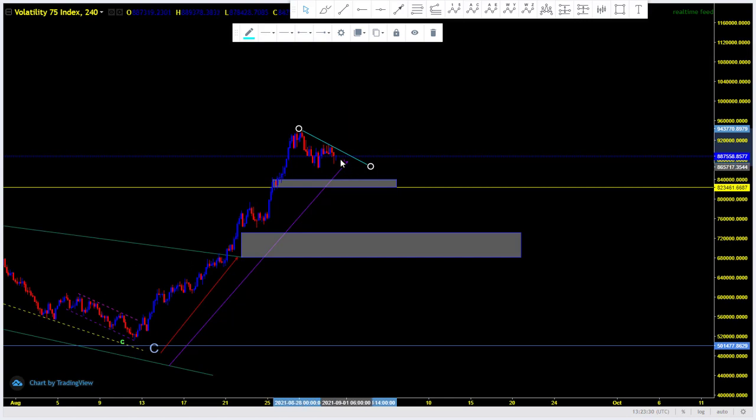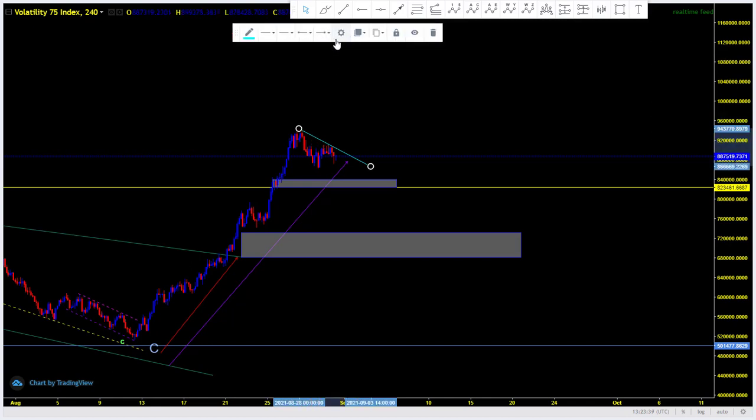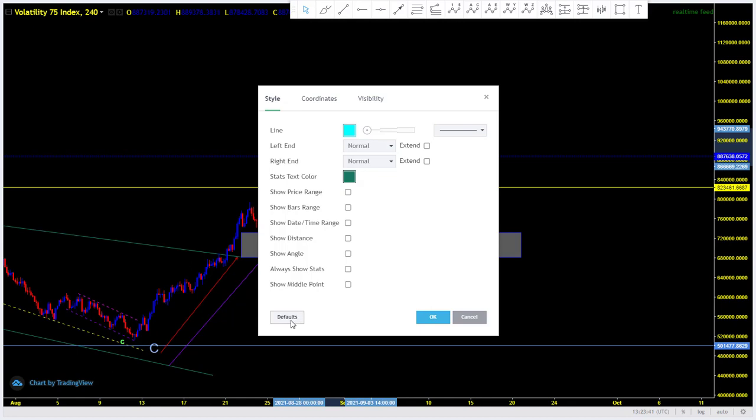Let's just set those to default so that it's not clumsy.